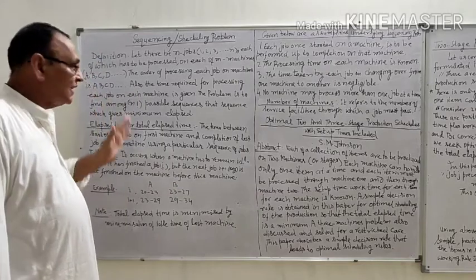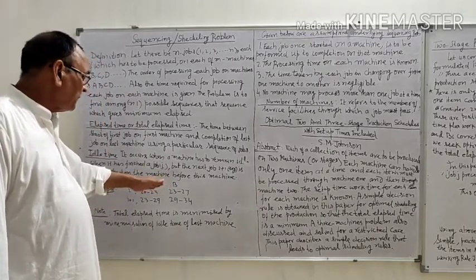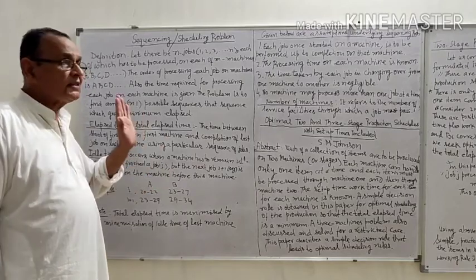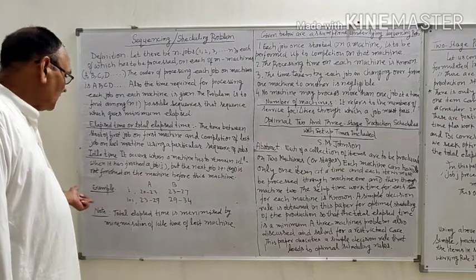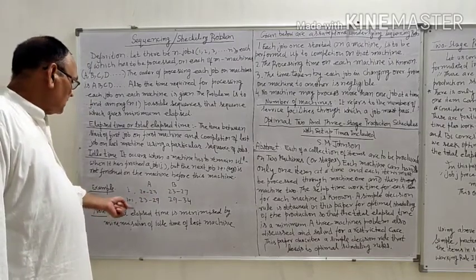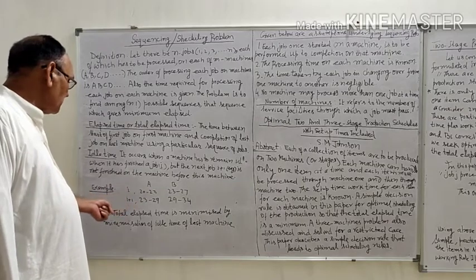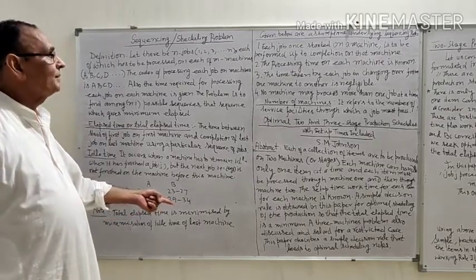So this is the idle time, and such idle time can occur in a sequence at many places. I have given just one place. Note that the total elapsed time is minimized by minimizing the idle time of the last machine.